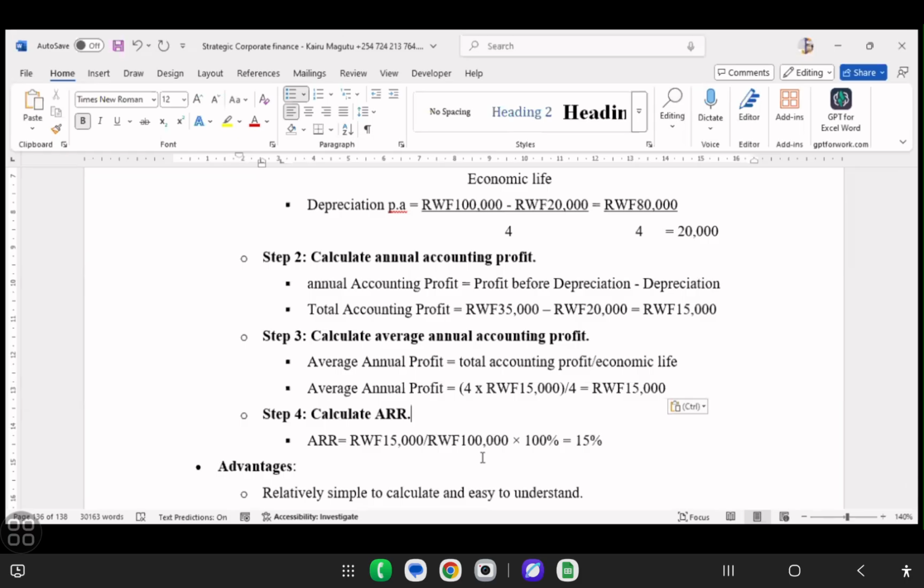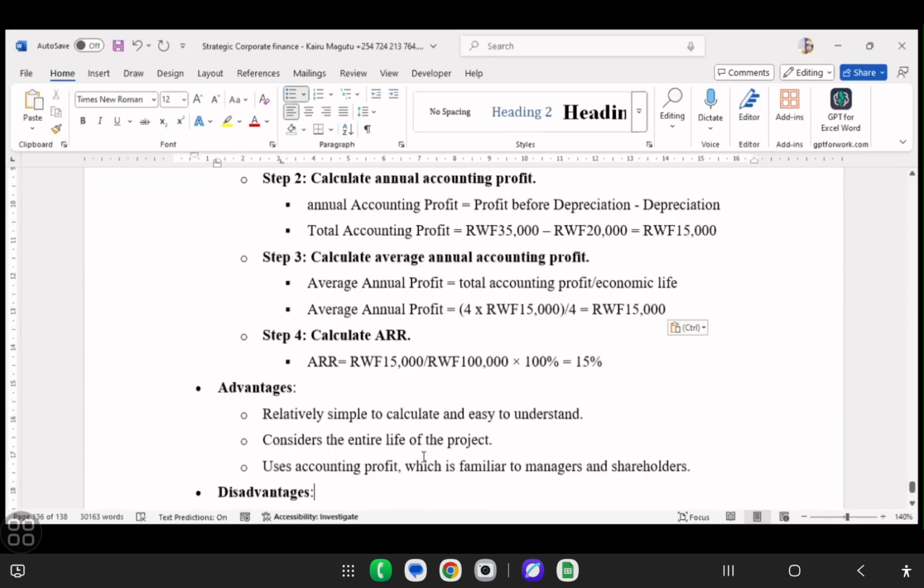Some will argue that average investment is initial capital plus scrap value divided by 2. Some others will argue that you divide by the invested capital. So in case you see somewhere invested capital, know that it is the one that I have used, because we are determining the accounting profit based on what was invested. It is not a common thing in the exam. Even in reality, it is not a common one, but it is a method that is used in evaluating projects.